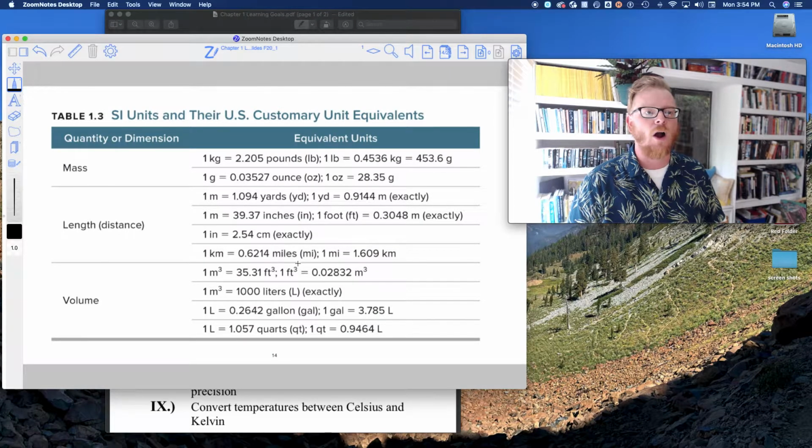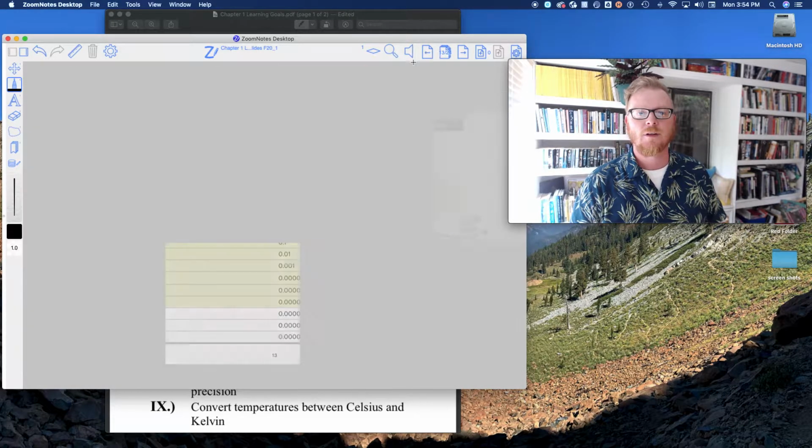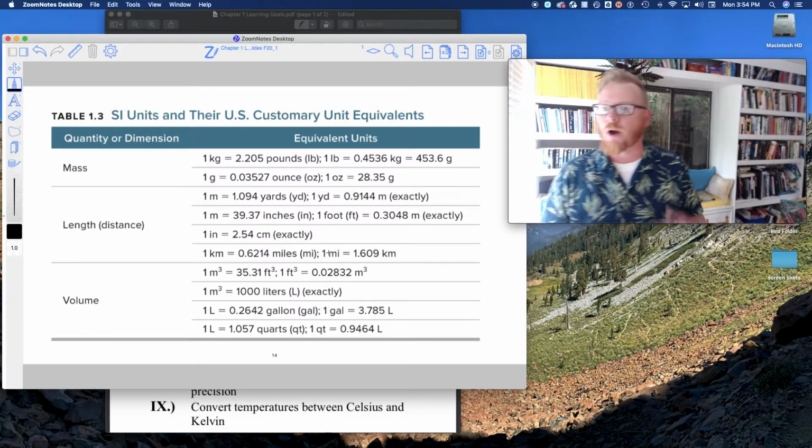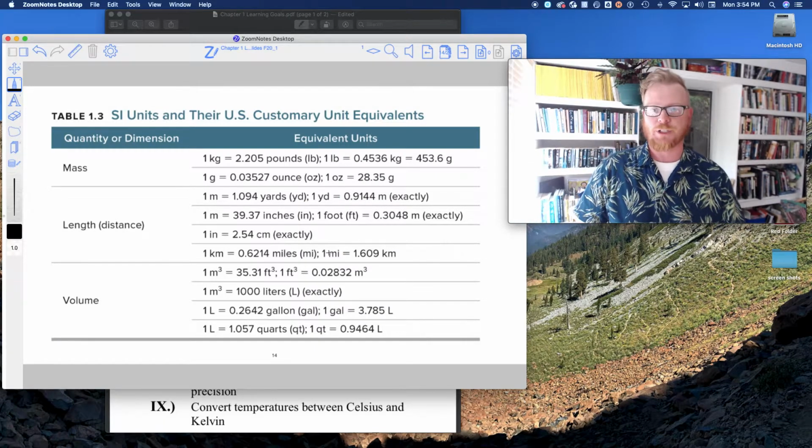Okay, so here are SI units, and then of course their US customary unit equivalents. I don't expect you to have any of this memorized. You don't have to memorize any of this stuff. These highlighted things you do need to commit to memory. These you don't. I'll always give you conversions, all right?